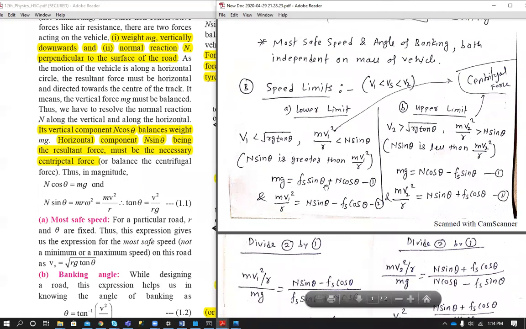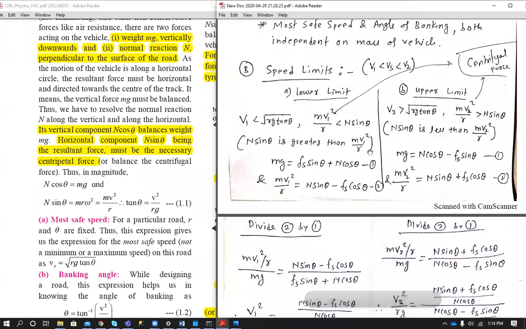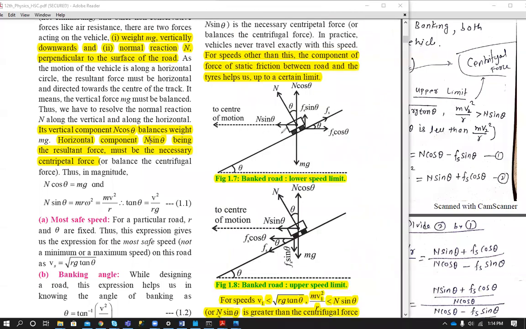So we will see the first case. From the diagram you can see that this is your lower speed limit. This is your frictional force fs. As you can see, these two are parallel lines, and we know that if a line cuts two parallel lines, these angles are the same.